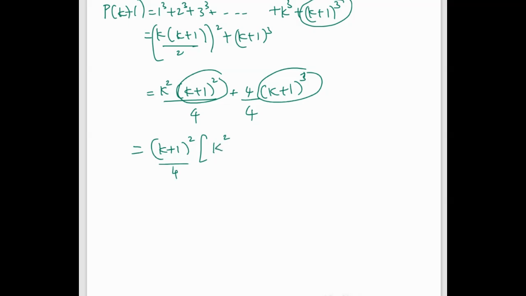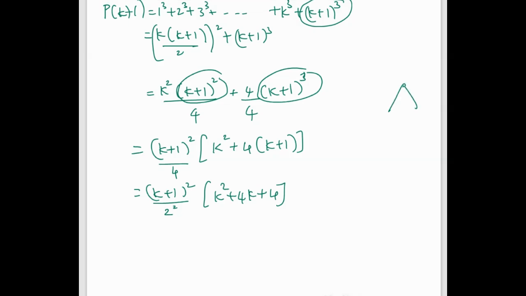So it will be k square plus 4 into k plus 1. So now it will become (k plus 1) whole square divided by 2 square into (k square plus 4k plus 4). So the factor of 4, the last number will be 4. 2 2s are 4, 2 plus 2, so when you add, you get 4. So the factor will become (k plus 1) whole square divided by 2 square, and it will become (k plus 2) whole square.